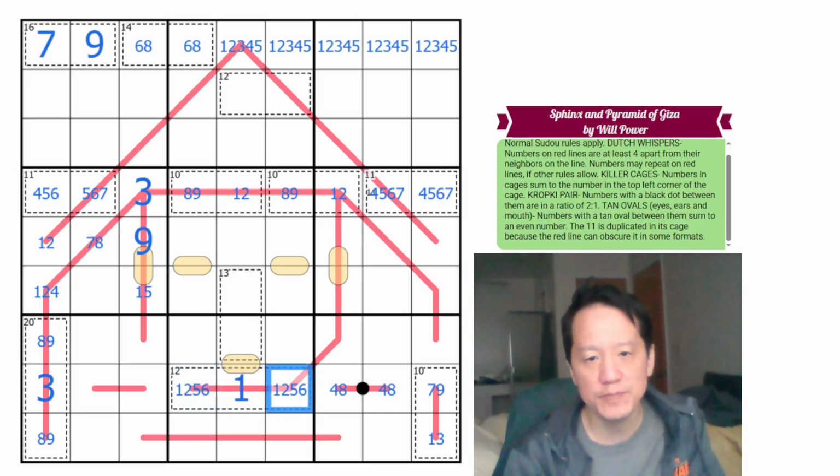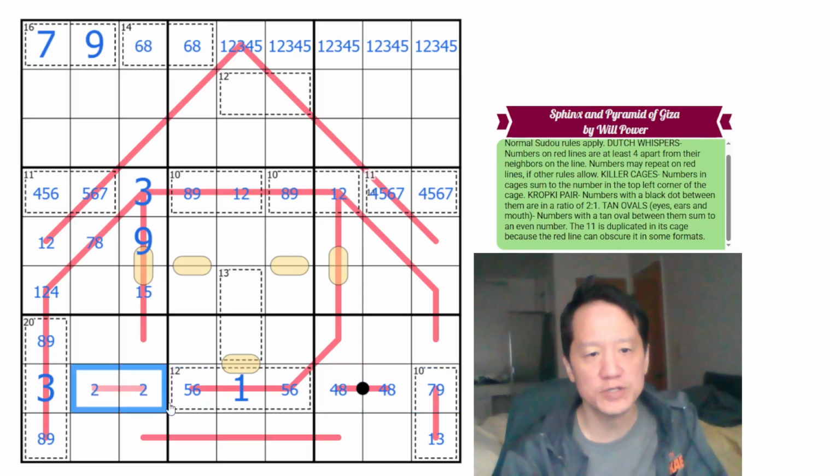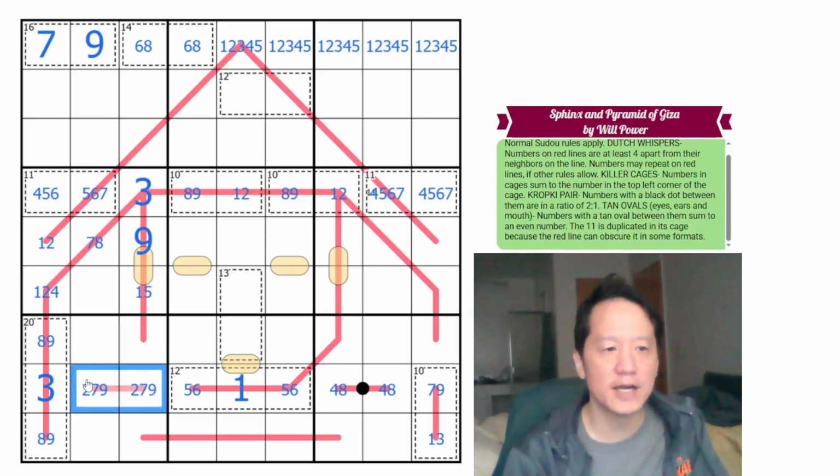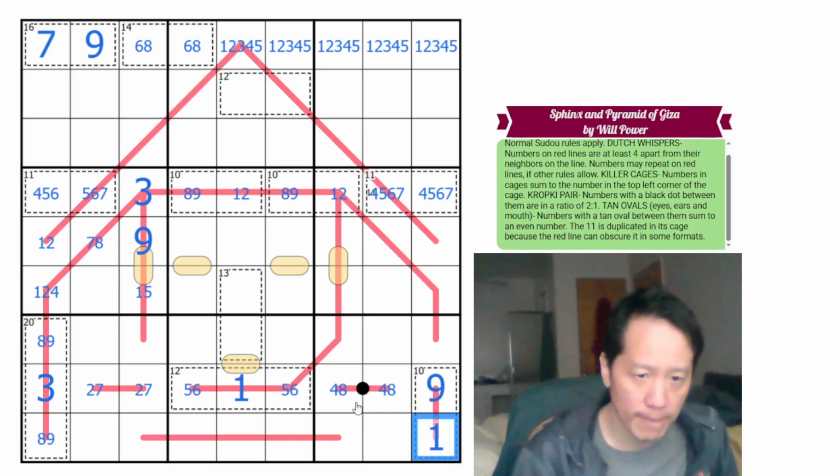So this is 1. This is 5 or 6. This is 5 or 6. Therefore, this must be 2 with 7 or 9. Well, 9 cannot be in this box because of the 8-9 pair in this box. So this must be specifically 2 or 7, which forces this to be 9, which makes this a 1.